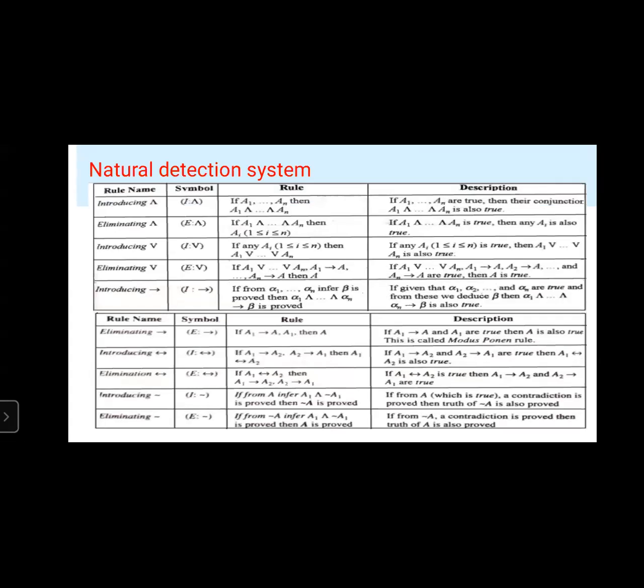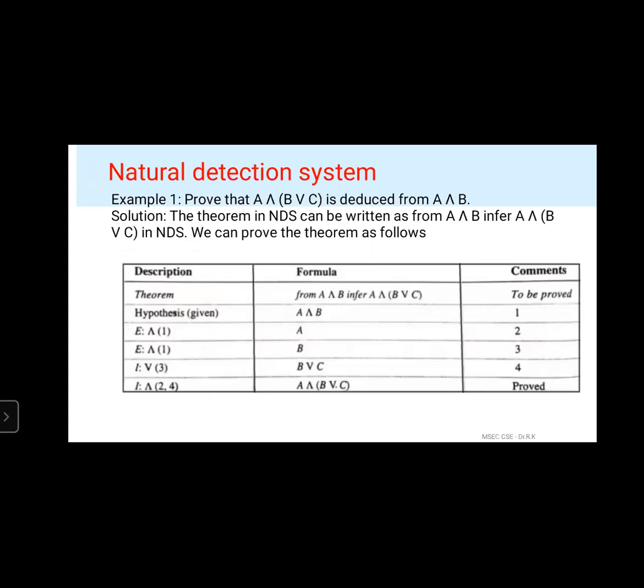E: and of 1 means that by applying this particular and-elimination, we need to get something here. So E: and of 1 means and is to be eliminated. If I eliminate and, I'm going to get the first one, that is A. Next, E: and of 1. Already A is eliminated, so the remaining one is B. So I got A and I got B.